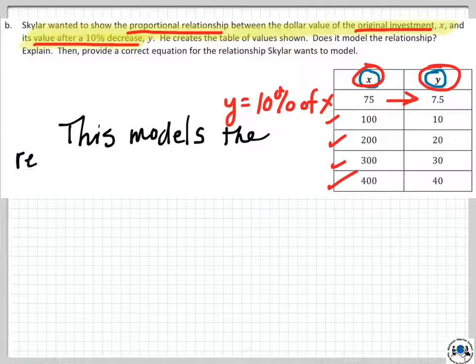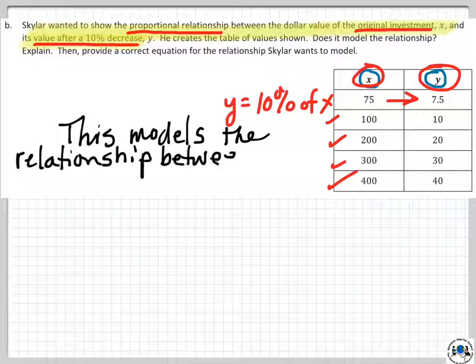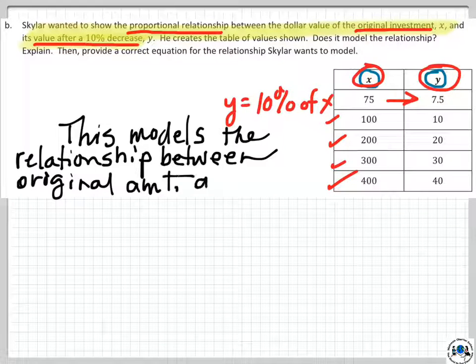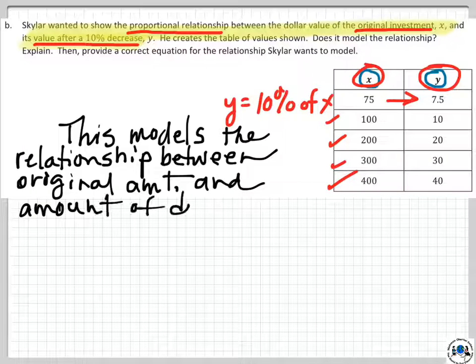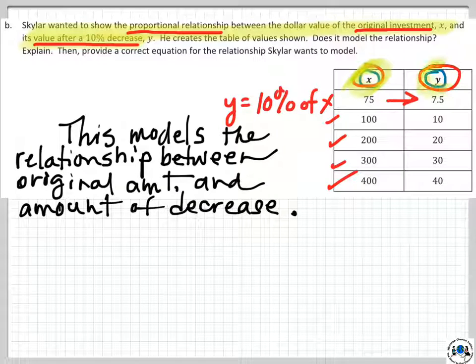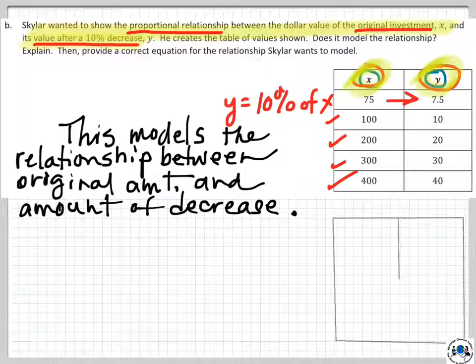So what he's done is this models the relationship between the original amount and the amount of the decrease. Can you see that? He's created a model here where X is the original amount, and Y is the amount of the decrease, because that would be 10%. In every case, the Y value is 10% of X.